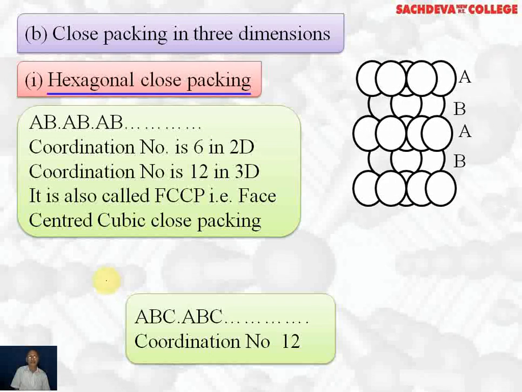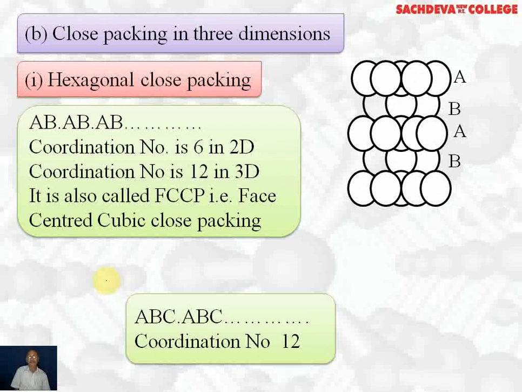Now close packing in 3 dimension. Hexagonal close packing, we are showing it again. And now it is in 3 dimension. Earlier it was shown in 2 dimension. Here you will find that the second row of spheres is placed in depressions of the first row. And the third row is vertically aligned with first. The fourth row is vertically aligned with second, forming a pattern AB, AB, AB, and so on. So coordination number is 12 in 3 dimension. It is also called FCCP, that is face centered cubic close packing.